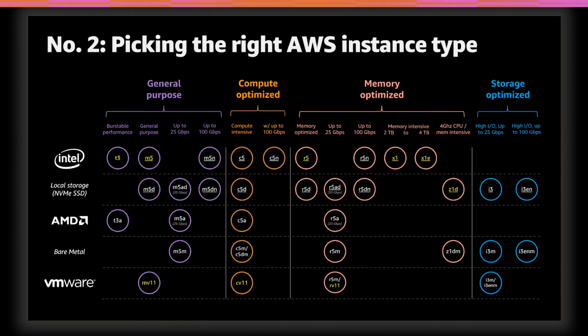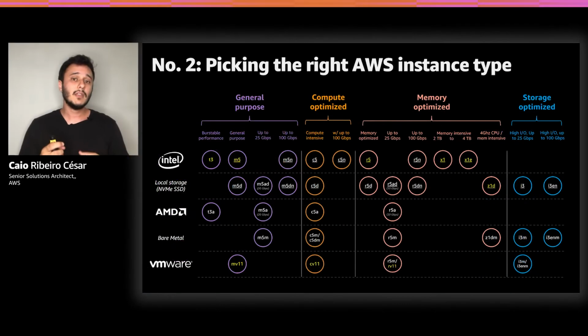And you have options such as running an Intel or AMD and other types of processors inside Amazon Web Services. So it's very important to know and pick the right instance type for your SQL Server environment, otherwise you will be over-provisioned.